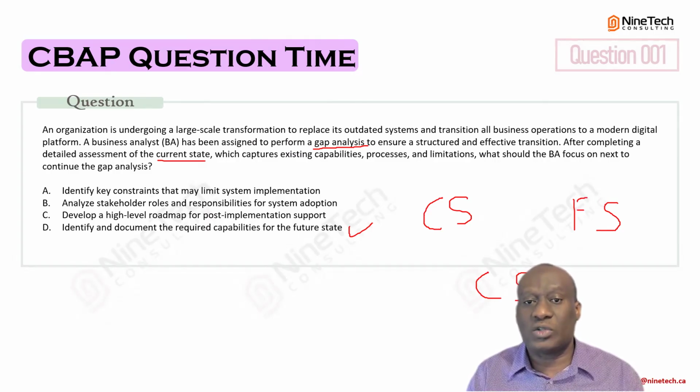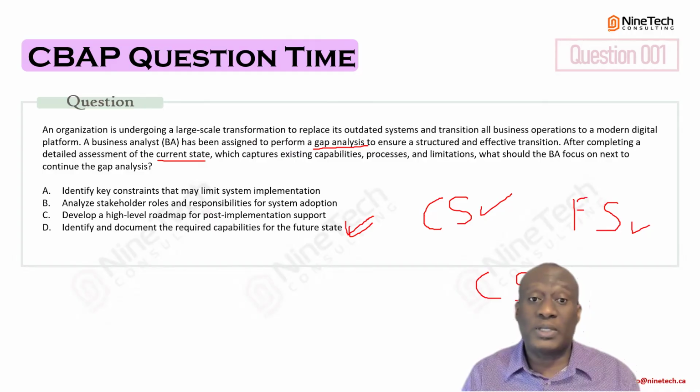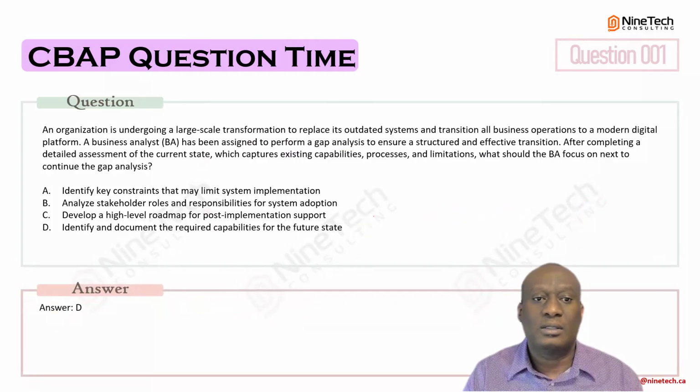This business analyst has done the current state analysis, and the next thing to be done is the future state analysis. So D is the best answer. I hope you understand that, and I also hope that you pick the same answer. So let's move on to the next question. Yeah, D is the answer.